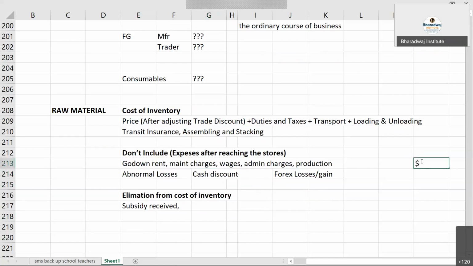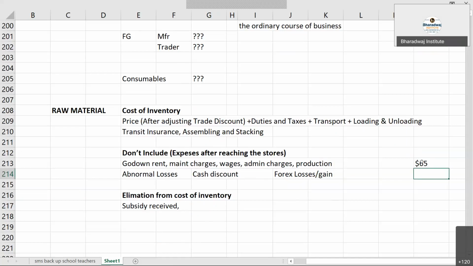What is stacking, sir? Stacking means assembling in the godown, arranging them in the godown. For example, you are dealing in bicycles, it has come in the lorry, you unload it, thereafter you will inspect, do some cleaning and all, thereafter you will arrange them in the stores, arranging in the proper place.